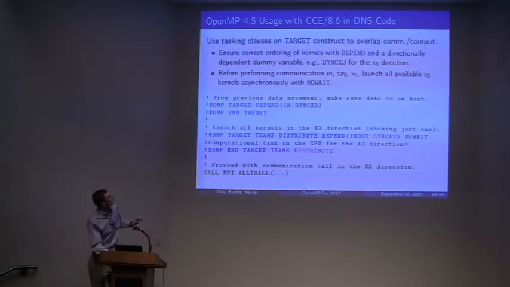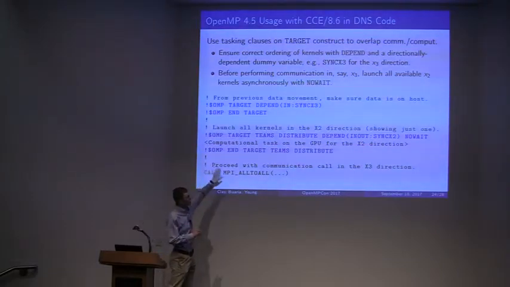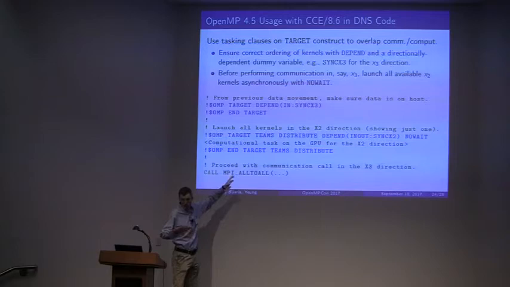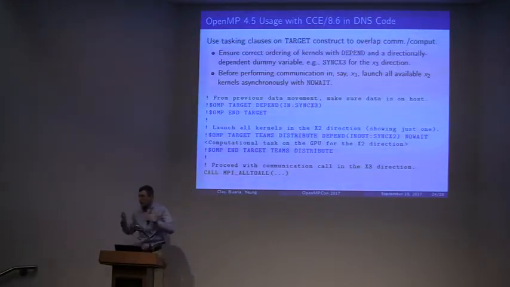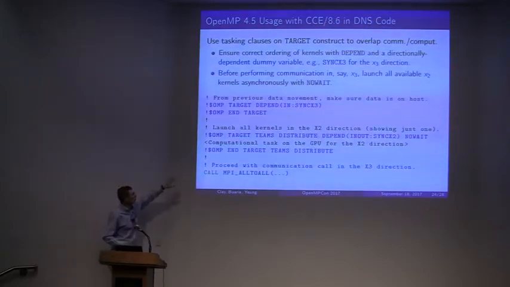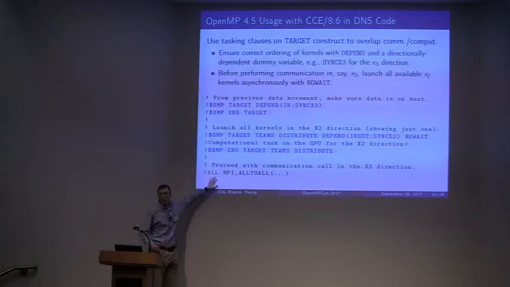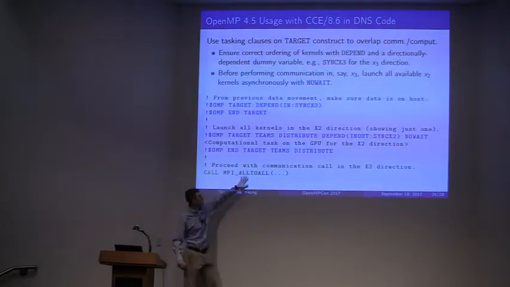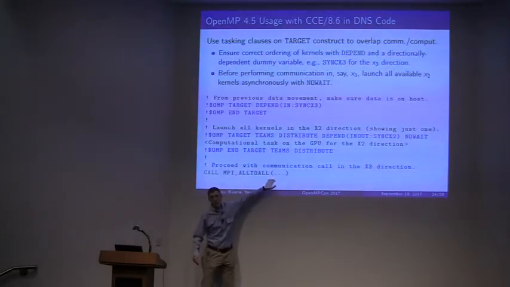Now, how are we using OpenMP 4.5 in this GPU code? Well, we will still have some sections of the code where we are overlapping communication with computation. For example, like I said, the X2 and X3 derivatives can be computed together. There is enough memory to do that. So let's just get to a point in the code where we say we want to make a communication call in the X3 coordinate direction. So like here, I have an all-to-all where I want to make this call in the X3 coordinate direction.